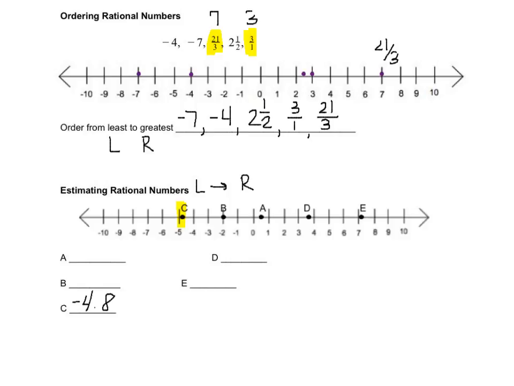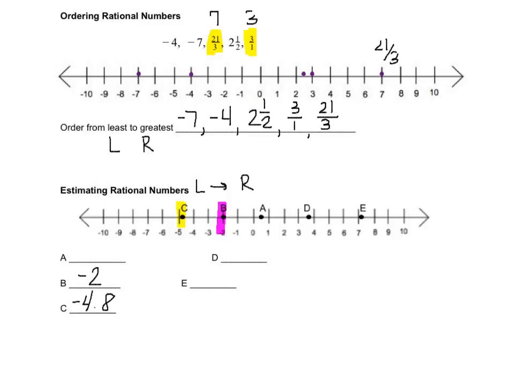All right, let's move on to point B. That one should be a little easier because that one falls directly on top of that integer line. So point B is not really even an estimation. I can just say that its location is -2.